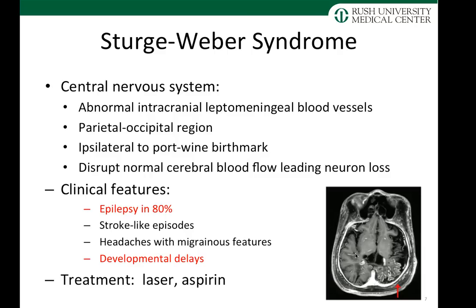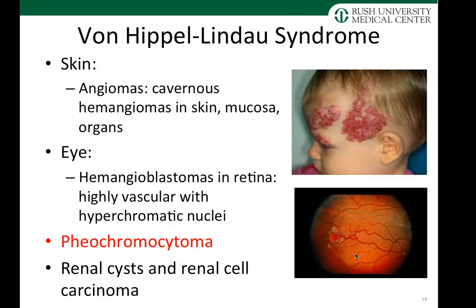There are some treatments that you want to consider for these patients. Laser treatment can be quite helpful to reduce the severity of the port wine birthmark. And many of these patients will be put on aspirin to prevent vascular ischemic events such as stroke in patients who have the leptomeningeal blood vessel issues.